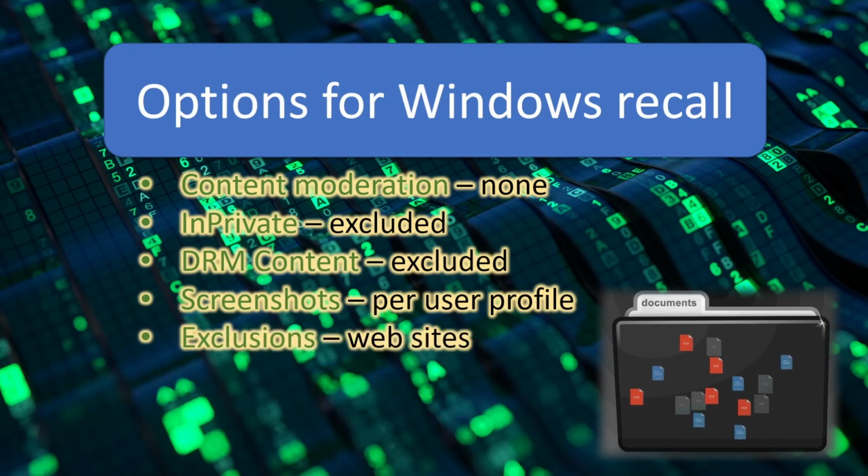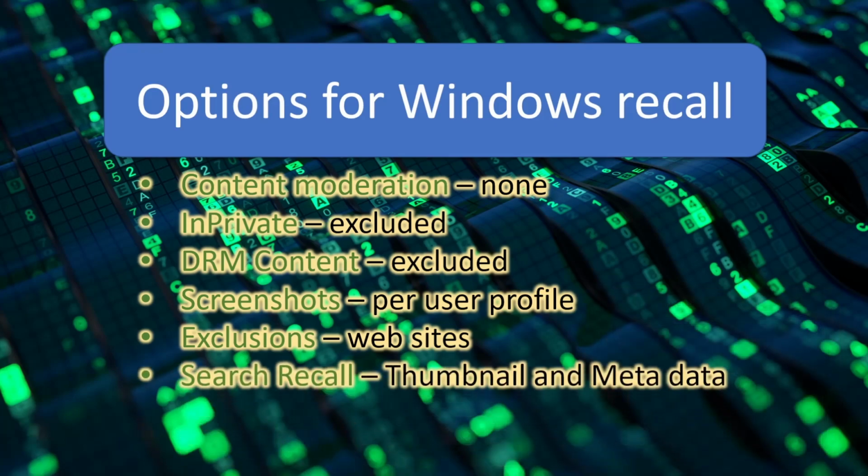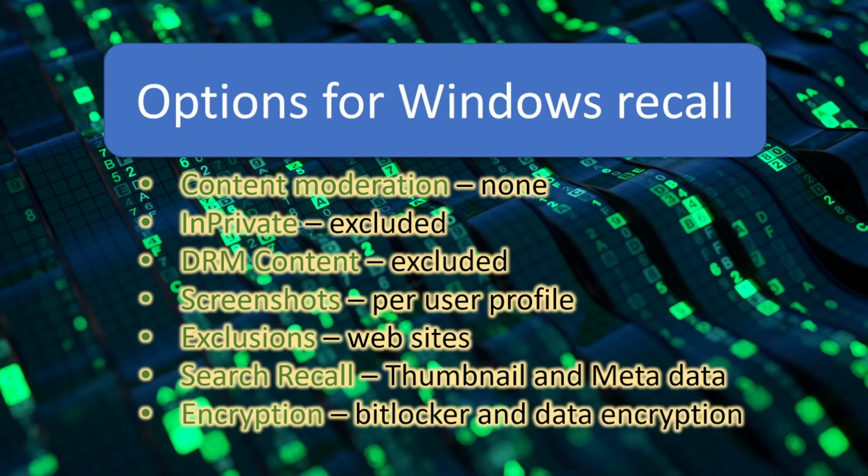Exclusions. Websites can be specifically excluded from the capture process. So far, the documentation seems very web-based and hasn't mentioned desktop applications. Search Recall. This will retrieve both text and visual matches for your search, automatically sorted by how closely the results match your search, linking back to the exact location of the item you saw. Encryption. Both BitLocker and data encryption are to be used.